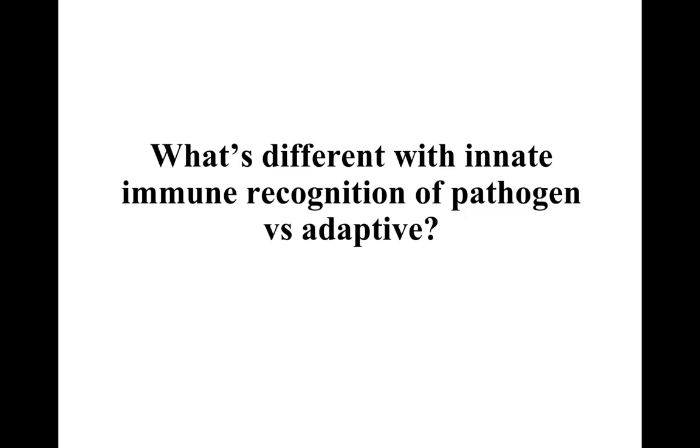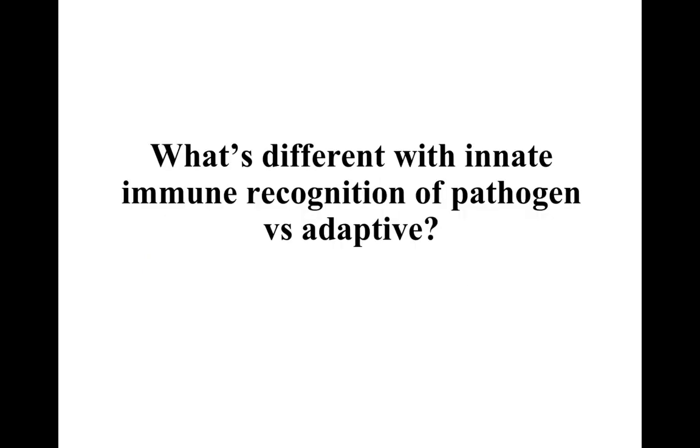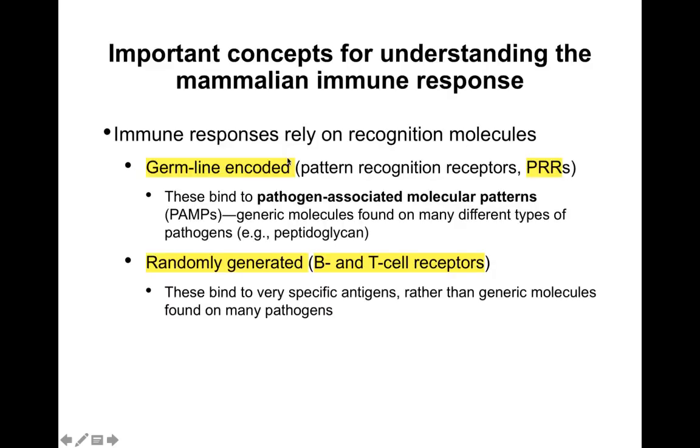What's different with innate immune recognition of pathogen versus adaptive? So when we're talking about recognition, we can think about the receptors that are involved. And so in the innate immune response, there are these pattern recognition receptors that are coded for by genes. So they're germline encoded receptors. And they recognize things that are conserved on pathogens. So they recognize pathogen-associated molecular patterns, which are shortened down to the word PAMPs.